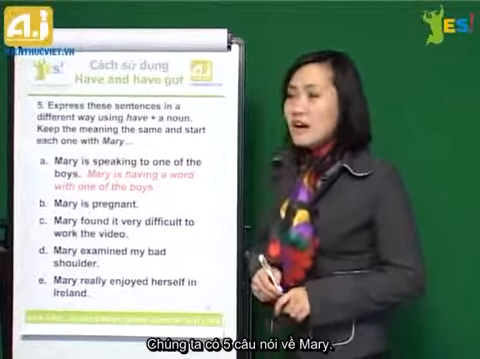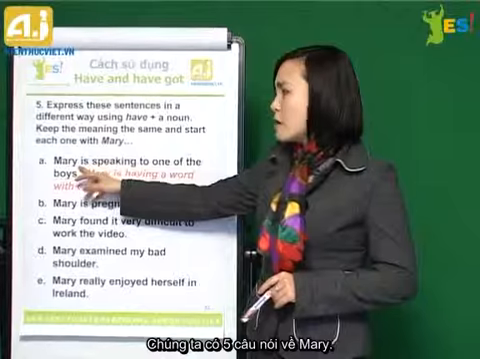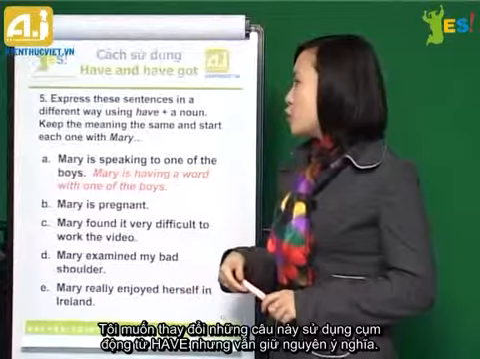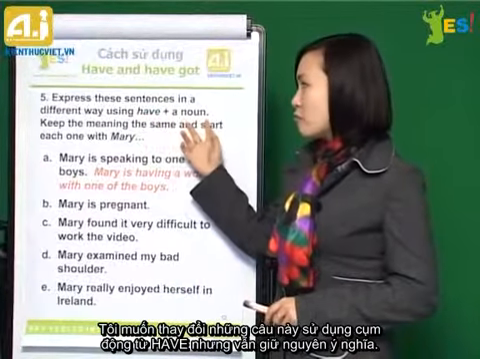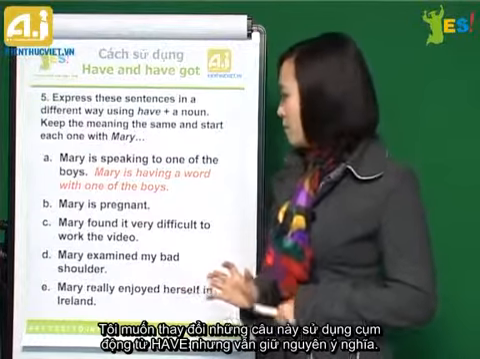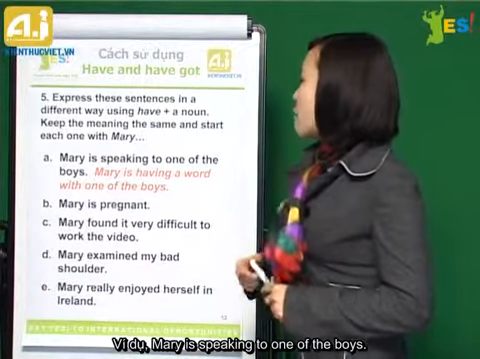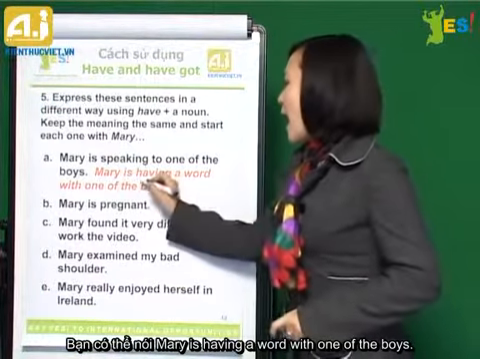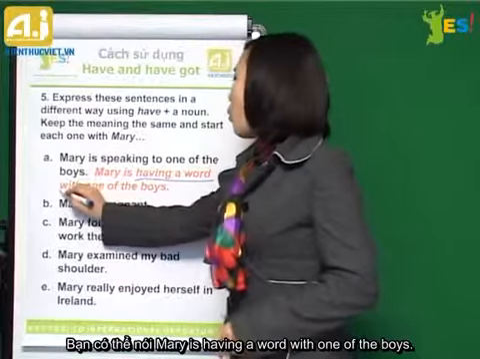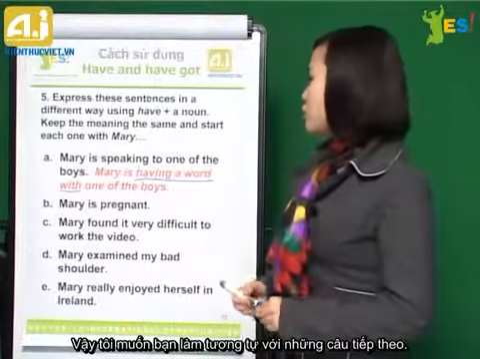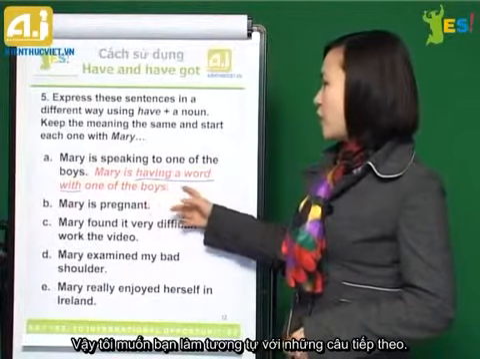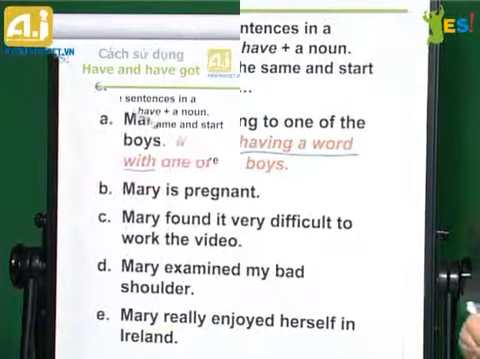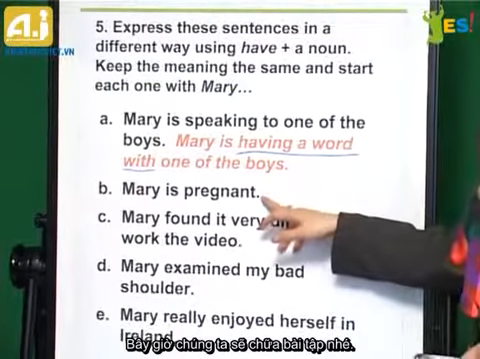So we have 5 sentences starting with Mary. So we're talking about Mary here. I want you to change these sentences using have and a noun, but keeping the same meaning. Okay? For example, "Mary is speaking to one of the boys." You can say, "Mary is having a word with one of the boys." So I want you to do the same thing with other sentences using have and a noun, but keeping the same meaning. Okay? Okay. Let's correct this exercise.